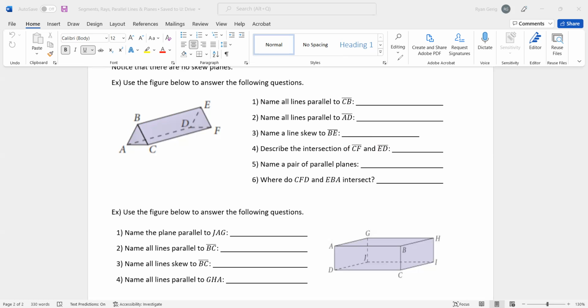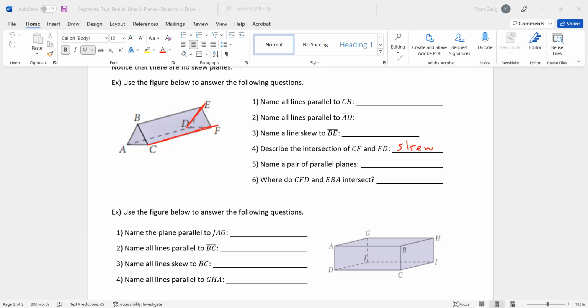So CF and ED. So ED is here. Do those intersect? They do not. So now are they parallel or are they skew? Well, do they lie on the same plane? CF is on the bottom and on the right. ED is on the left and the back. They do not share a plane, therefore these are skew.